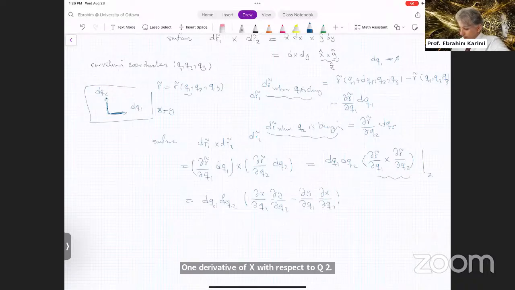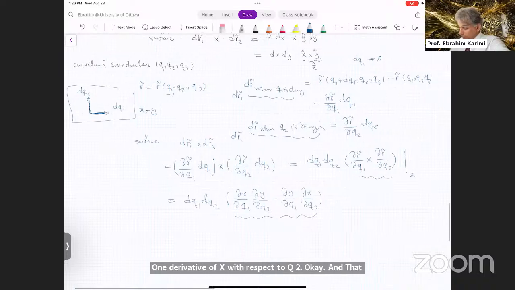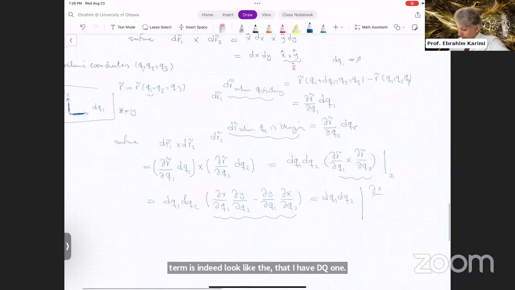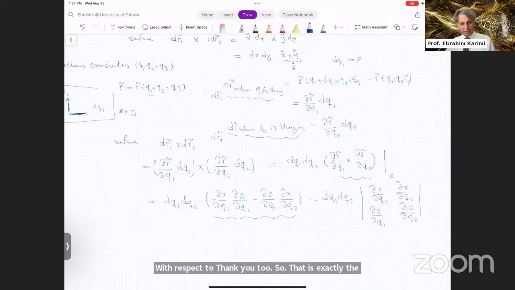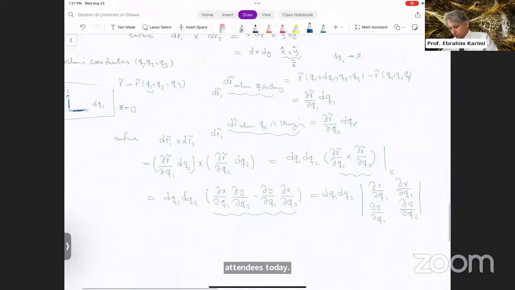Okay. And that term indeed looks like the determinant that I have, with dq1 and dq2, and that is nothing more than the derivative of x with respect to Q1, the derivative of y with respect to Q2, and then the derivative of y with respect to Q1, and the derivative of x with respect to Q2. So that is exactly the Jacobian that was mentioned by one of the attendees today. Good, so far, so good, not a problem.